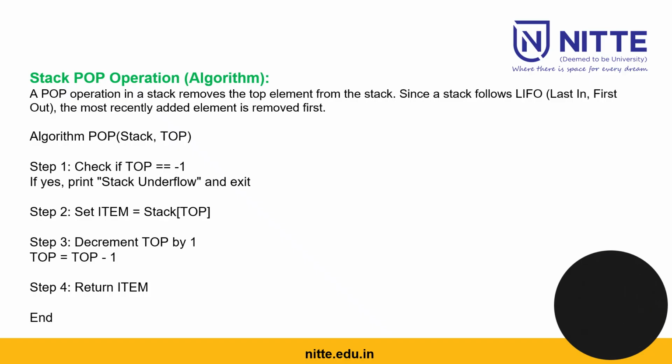Now we will see what the first step is. The first step is the pop operation will check whether top equals -1. The top equals -1 indicates there are no elements in the stack. That is why, before popping an element from the stack, first it has to check whether any elements are there in the stack. Only if there are elements in the stack, then it will go for popping. Otherwise it will print stack underflow.